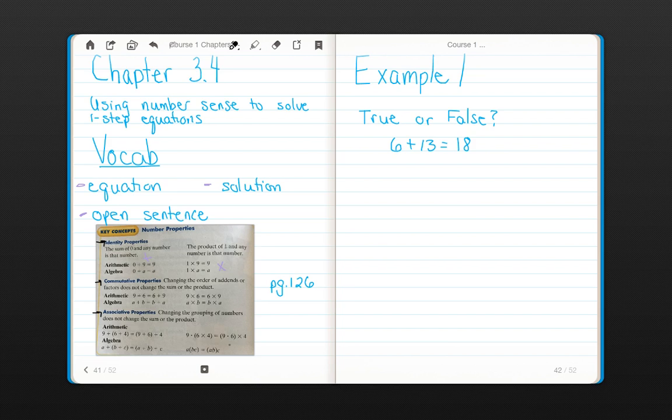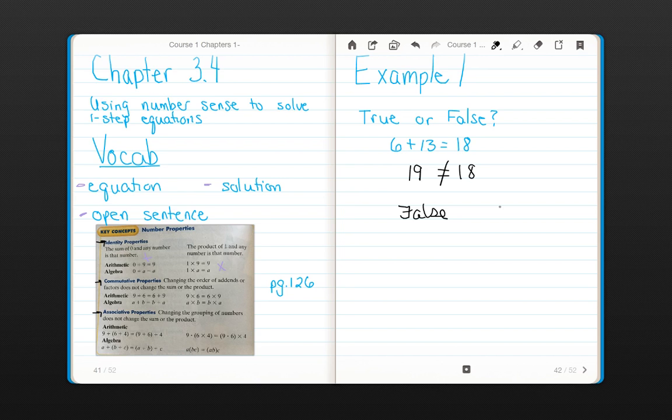Example 1 is dealing with an equation. Every equation has an equal sign. An expression does not, an equation does. We want to know whether this is true or false, okay? Meaning, if I add 6 plus 13, I get 19. Well, for an equation to be true, both sides of the equation have to be the same. 19 does not equal 18, so therefore this is a false number sentence. 6 plus 13 does not equal 18.